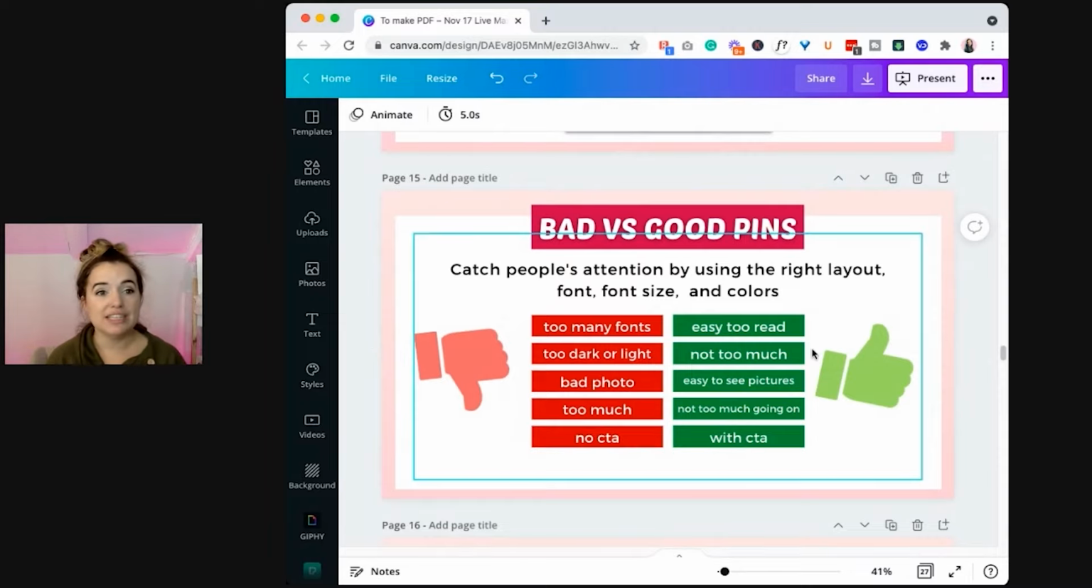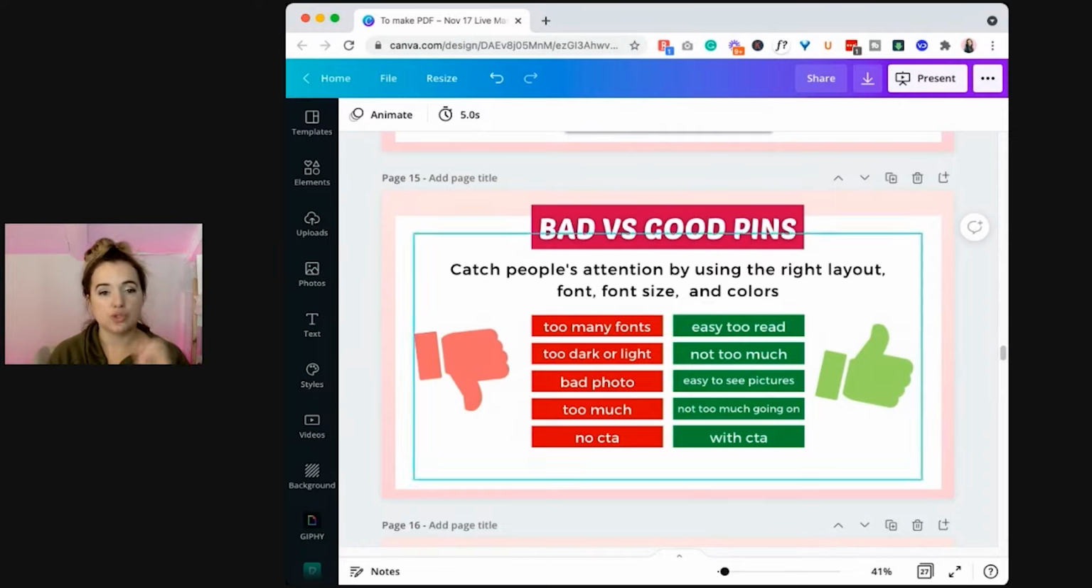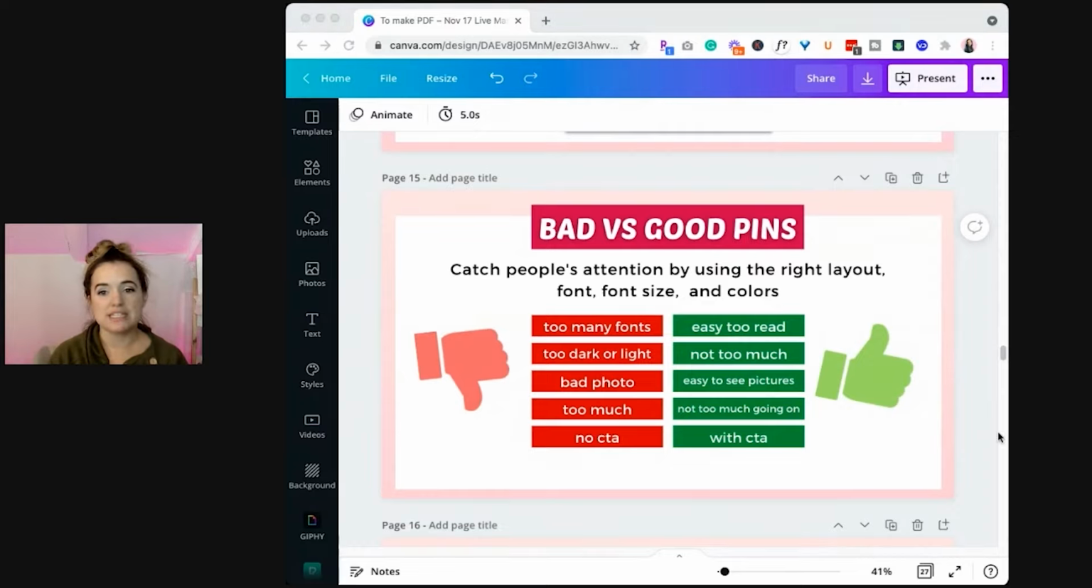So some of the good things on good pins, we all have seen good pins, right? It's easy to read. You can see the picture super clearly. It doesn't have too much going on. It's not overwhelming, and it has a call to action. It gives you some kind of an urgency or an incentive as to why you want to click. And a lot of the good pins use strong keywords, specifically for making sure that you're encouraging your readers to feel something.